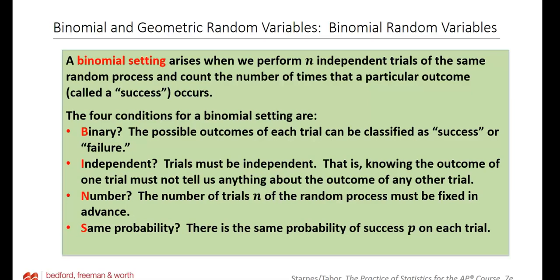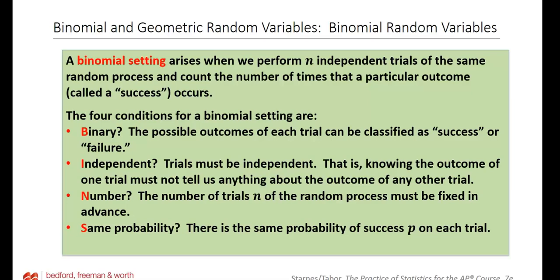Second thing, it has to be independent. We talked a lot about independence this year. Trials have to be independent of each other. Knowing the outcome of one trial doesn't help us with the outcome of the second trial. They're just independent events. The number, it has to be a set number, a fixed number of trials. That's where geometric is a little bit different. But for binomial, it has to be a fixed number. You're trying to hit the target 3 out of 5 times. That's like you're going to shoot 5 times no matter what, and you're hoping to hit 3 of them.